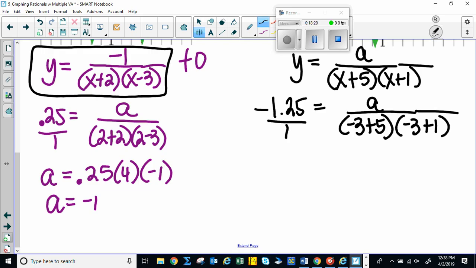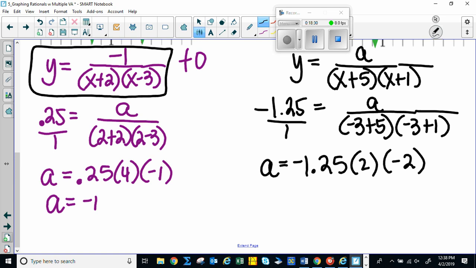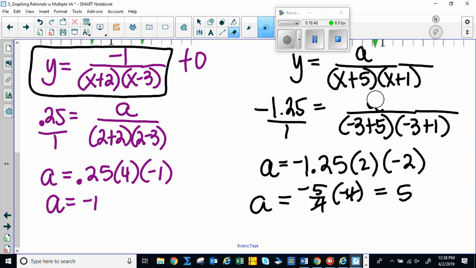I can set this over 1, and I see that a is going to be equal to -1.25 times 2 times -2. So let's see, I know this is -5 over 4, and this is -4. So this cancels this, and I get an a value of 5. But you can type that into your calculator if you'd like. A is equal to +5. So here's my final equation.